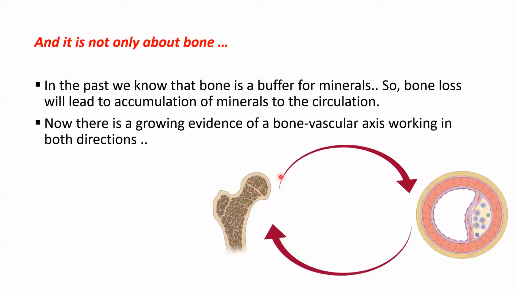And it is not only about the bone. In the past, we knew that bone is a buffer for minerals. So bone loss will lead to accumulation of minerals in the circulation. These minerals can predispose to vascular calcification. Now, there is growing evidence of a bone-vascular axis, which is working in both directions.